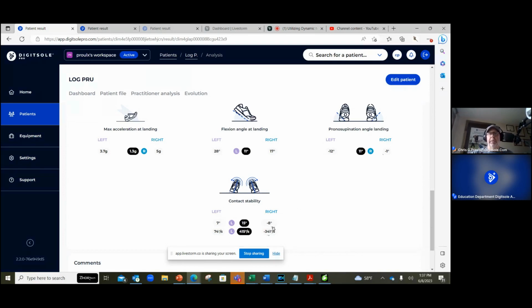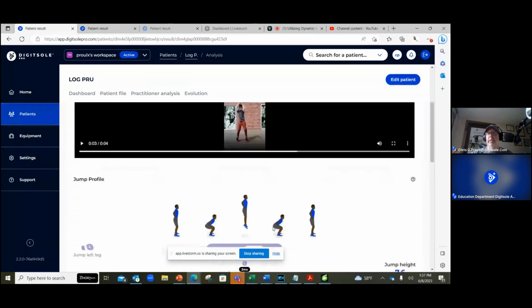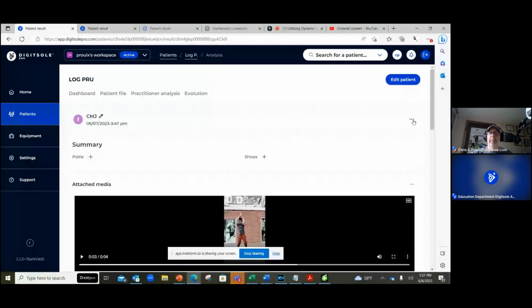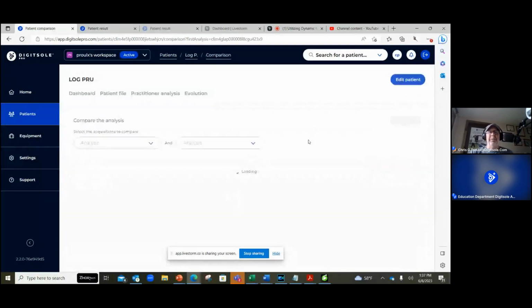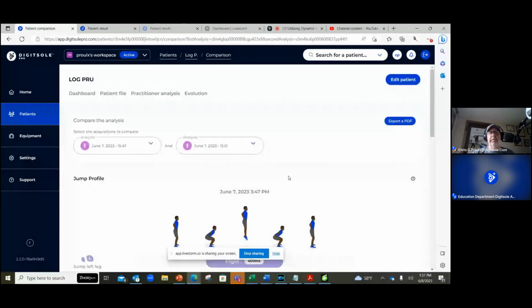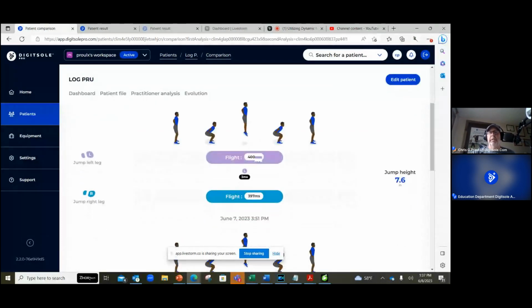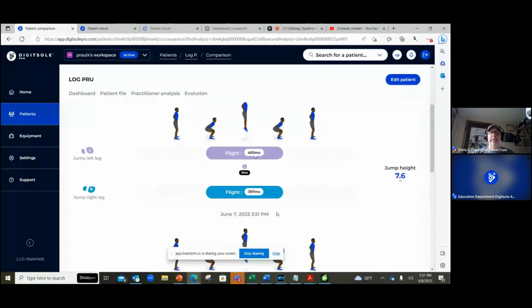So let's go back. I'm going to show you a comparison here, and I can compare two of these. I asked him to do it again, and the reason is because I don't think he gave it his all. And that's important when you're looking for really good performance data: appropriate cueing, and an explanation of your expectations and of what it is that you're looking for. So this top one, the 347, right? His jump height was 7.6 inches.